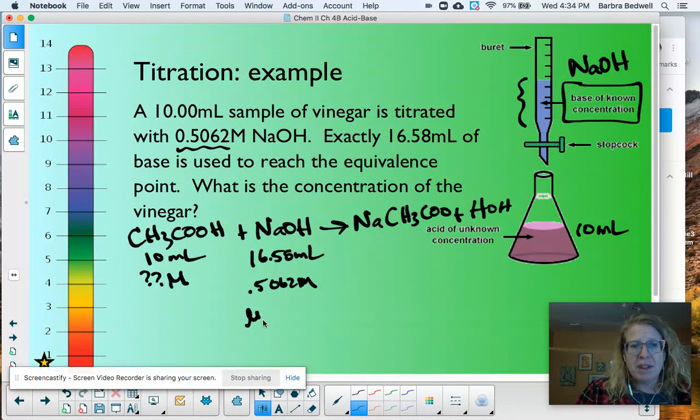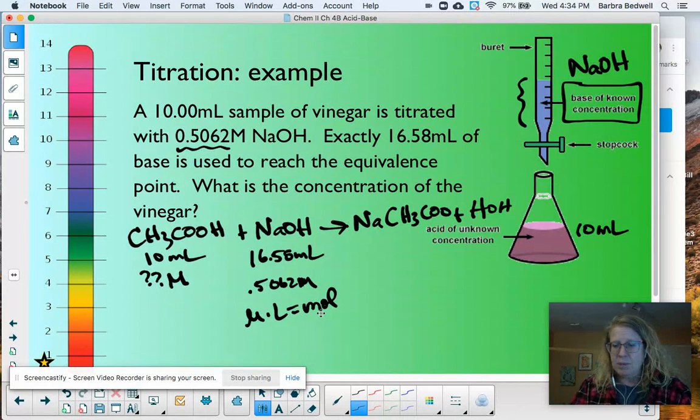So we would literally do our thing, molarity times liters equals moles. We would figure out the number of moles of that we used: 0.5062 times our milliliters turned into liters, 0.01658. This is a really small value, 0.008393, four sig figs, looks like. 0.008393 moles of this stuff.